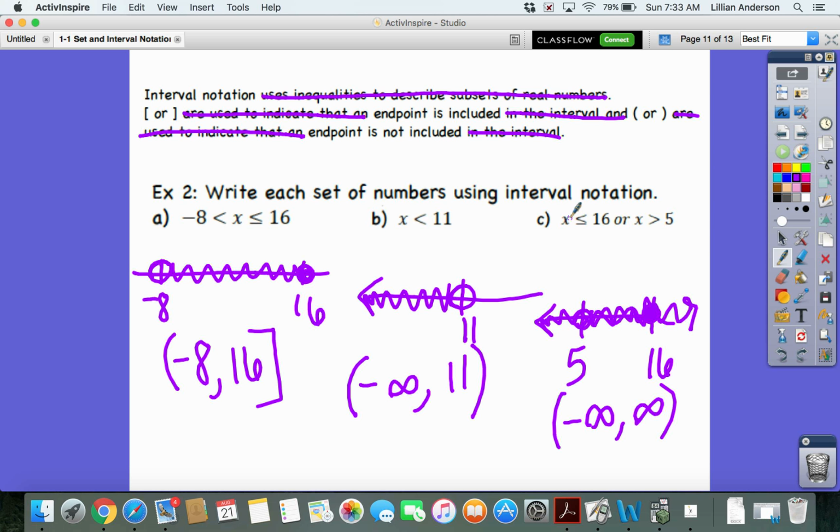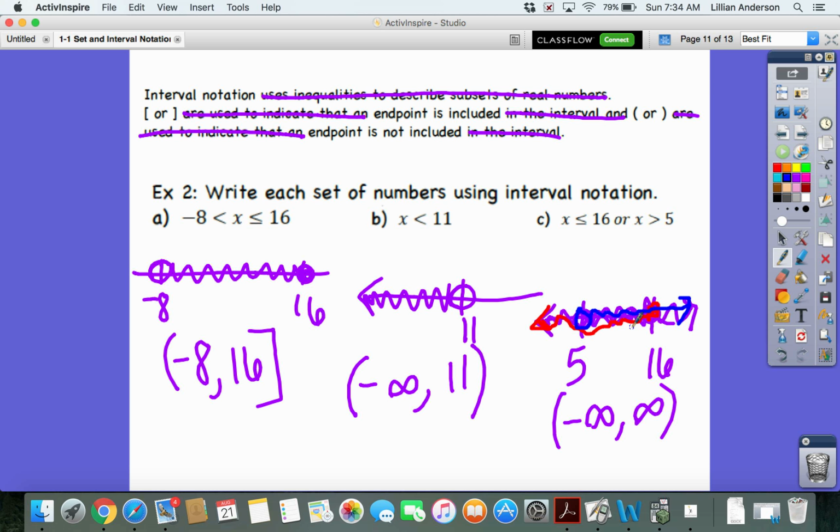Now C says x is less than or equal to 16 or x is greater than 5. So if we do a number line, I'm going to do it in different colors since they're overlapping each other. X is less than or equal to 16, so we have a closed circle at 16, and it's everything to the left of 16. Now x is greater than 5 would be an open circle at 5, and everything greater than 5. Because it's an or statement and not an and statement like A is, it's going to be everything that falls in those intervals. And if you notice, it covers the entire number line.